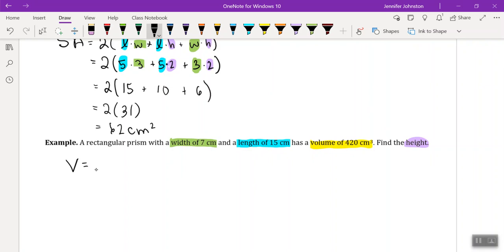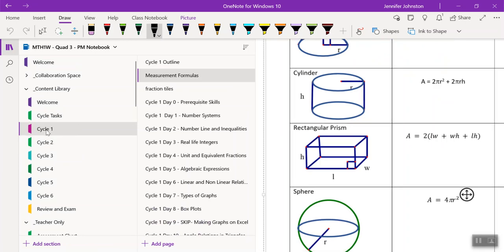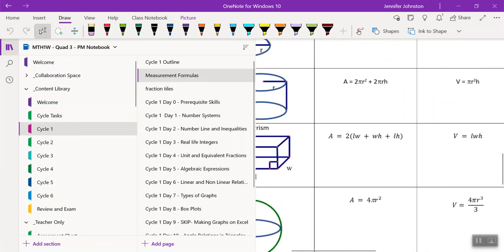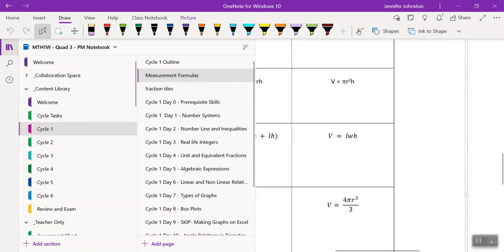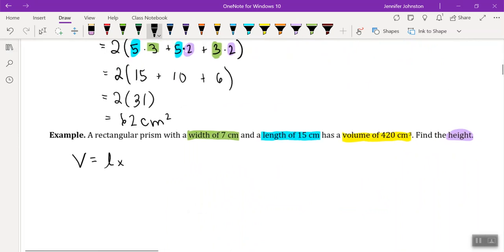Volume is equal to... so step 1 always, if you don't remember your formulas, go to your formula sheet. If you forgot your formula sheet, it's on cycle 1 under measurement formulas. And we're looking at a rectangular prism, and it's right there. Length times width times height. So length times width times height. And we're going to get, so our length is 15, our width is 7. Okay, we're subbing things in.